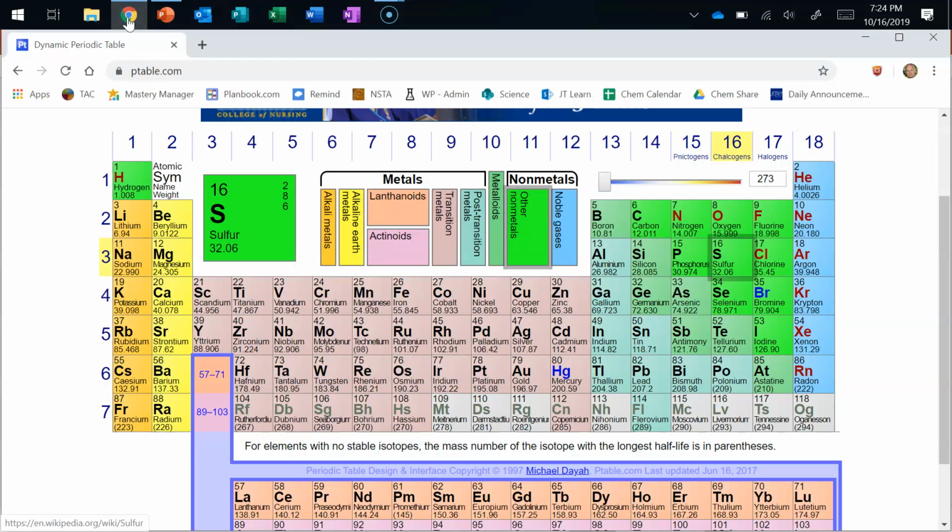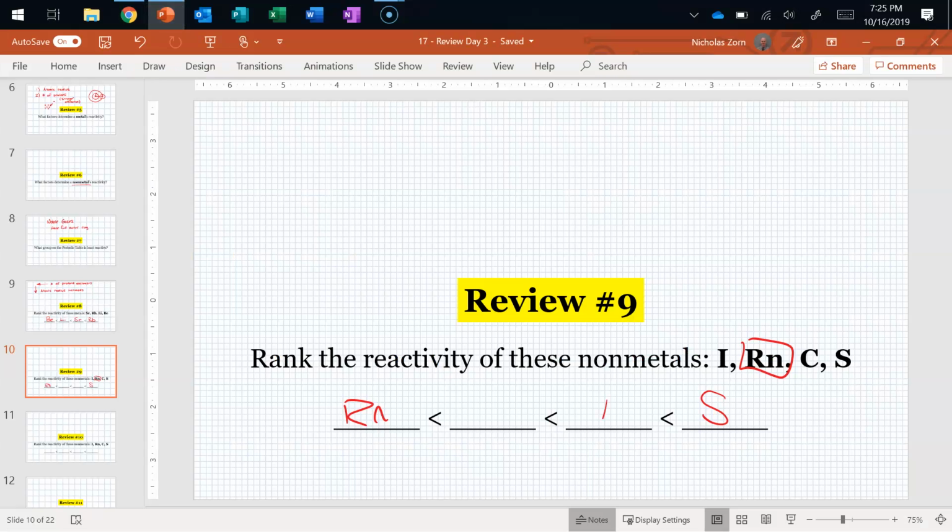And then what else do we have? Carbon and iodine. Carbon is 1, 2, 3 spaces away. Iodine is 1, 2, 3 spaces away. But iodine is closer. Iodine's in that halogen group, so iodine is going to be more reactive than carbon. Remember, the halogens, which are group 7A, are the most reactive.